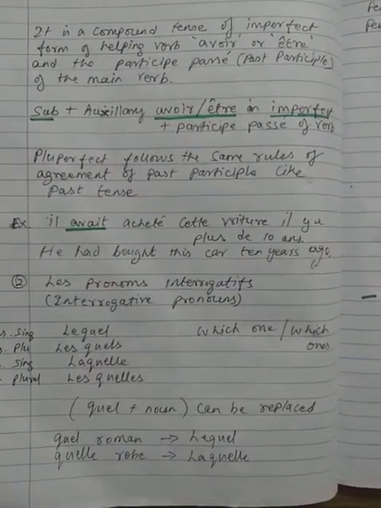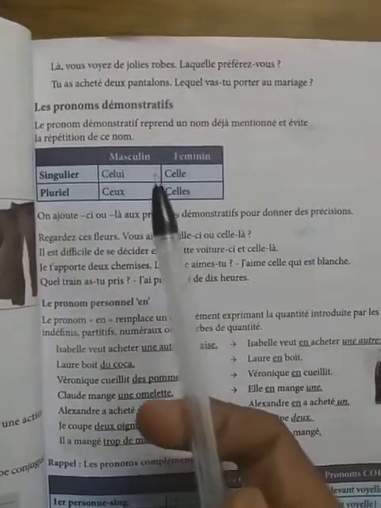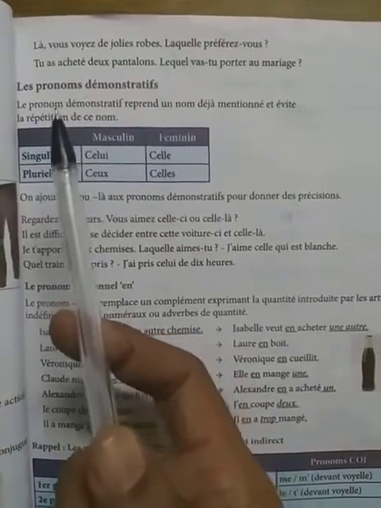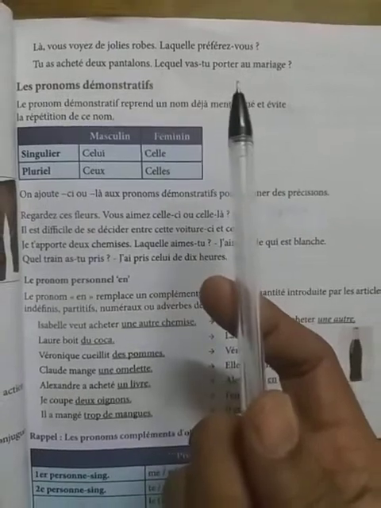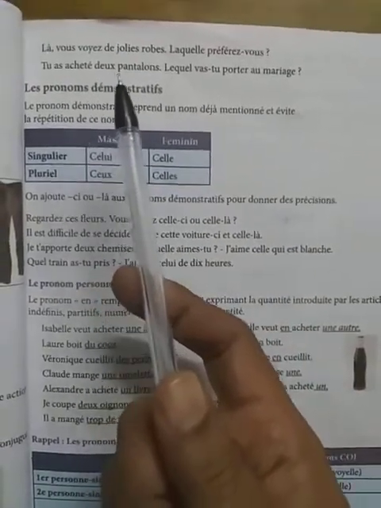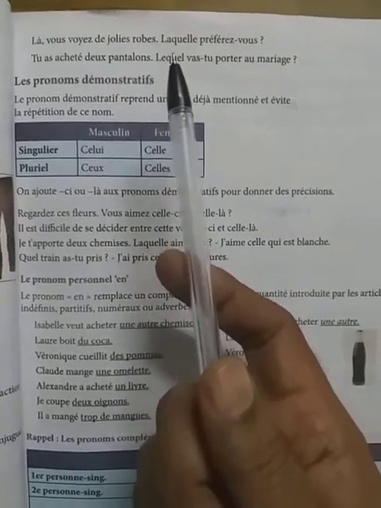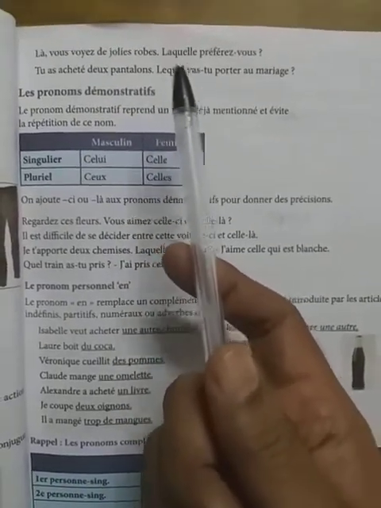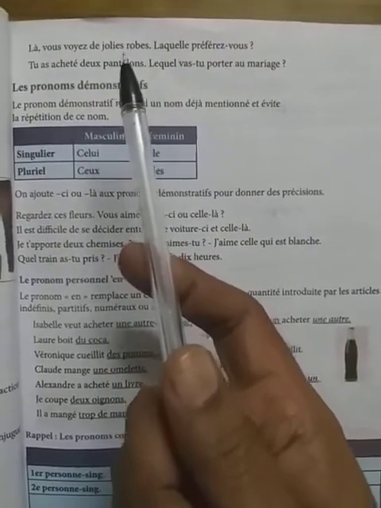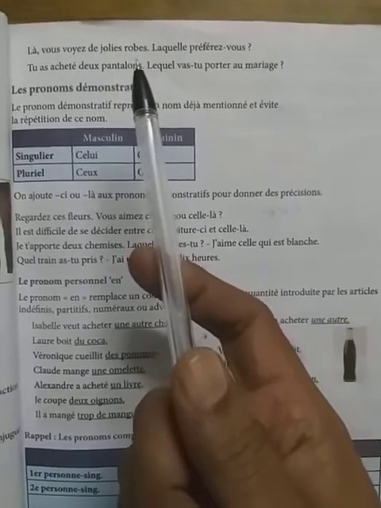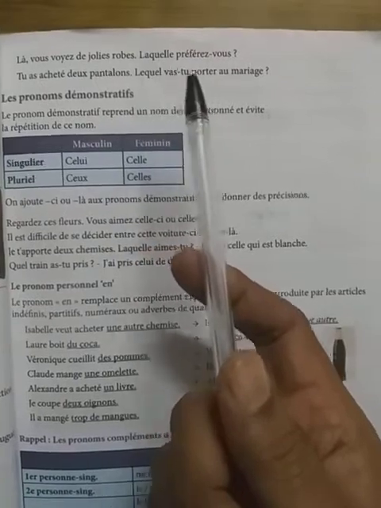Let us see the example. See here the example given for these interrogative pronouns. Là, vous voyez de jolies robes. Laquelle préférez-vous? Here you see some pretty gowns. Then they used laquelle here. What are they talking about in the previous sentence? Robes, pretty robes. They are talking about a feminine noun. So, which one do you prefer?